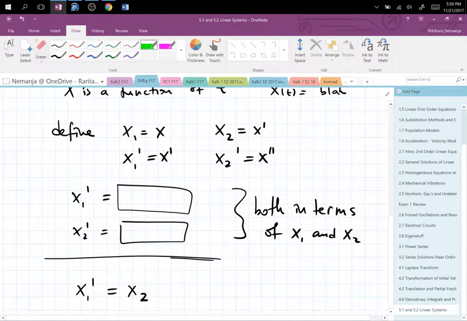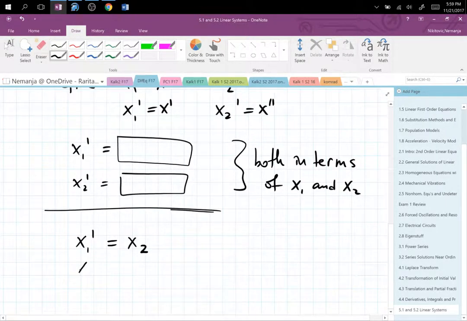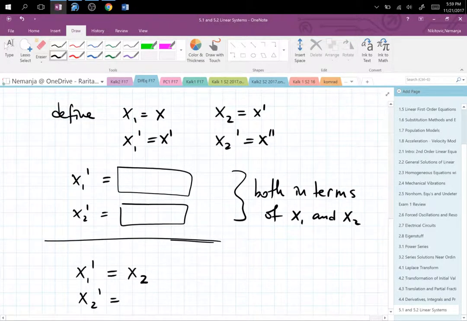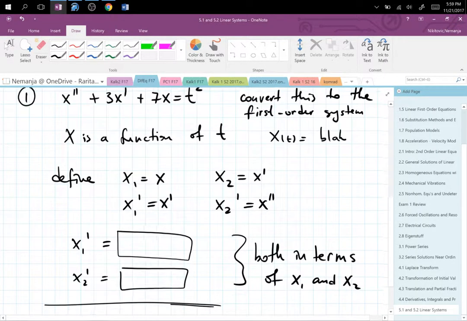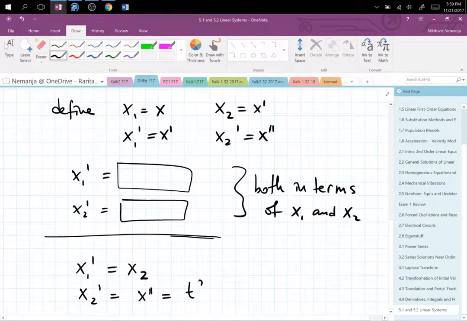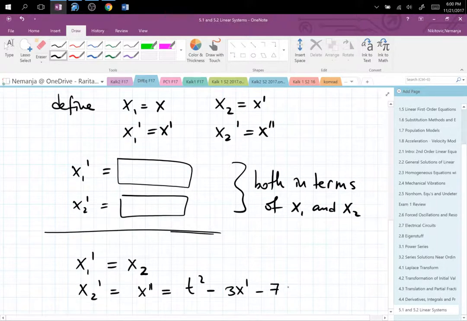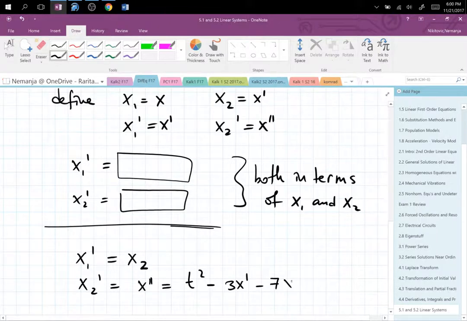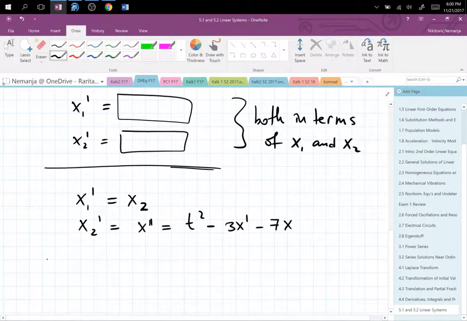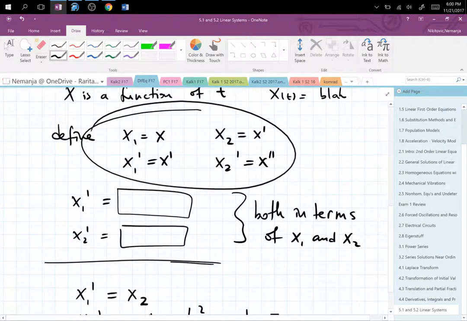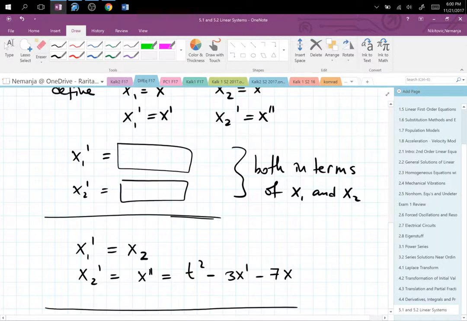Now, the second equation, x2 prime is equal to x double prime. But now x double prime from the original equation up there is given as t squared minus 3x prime minus 7x. You are not allowed to have x's in this, so you will replace them using, again, your conversion formulas. You will replace all of them with appropriate x1s and x2s.